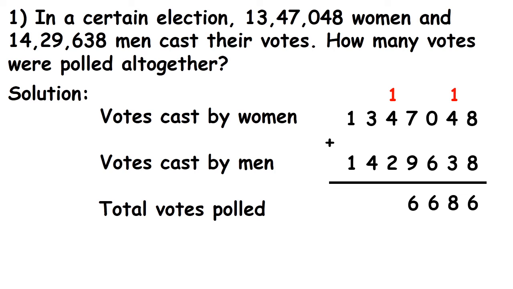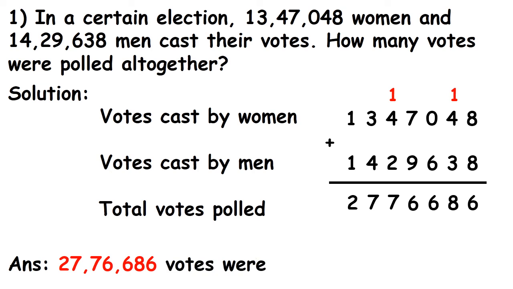1 plus 4 again is 5, plus 2 is 7. 3 plus 4 will be 7 and 1 plus 1 is 2. So the answer which we got is 27,76,686. So the total votes that were polled are 27,76,686.